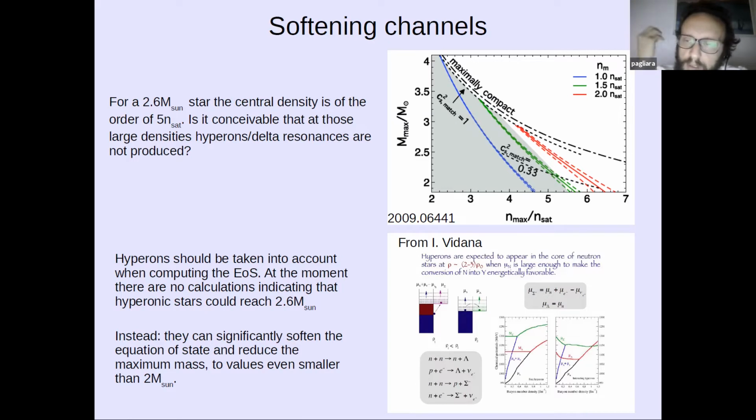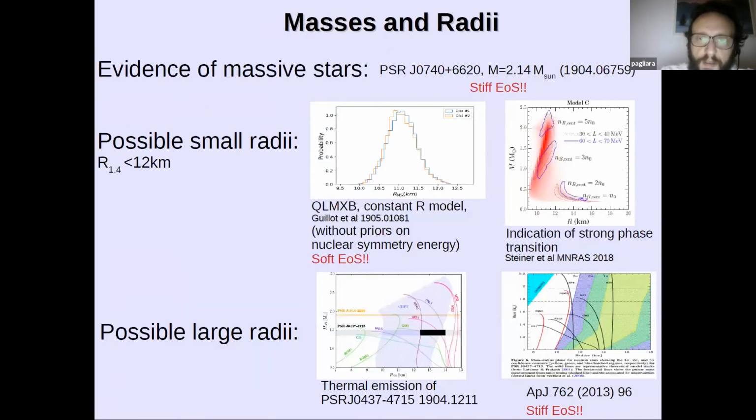And therefore, in order to assume that such an object of 2.6 solar masses exists, one has to explain why hyperons are not softening the equation of state so much. To my knowledge, there are no calculations with hyperonic stars, for instance, able to reach this number, so this 2.6. Because, as I said before, hyperons usually provide a softening channel.